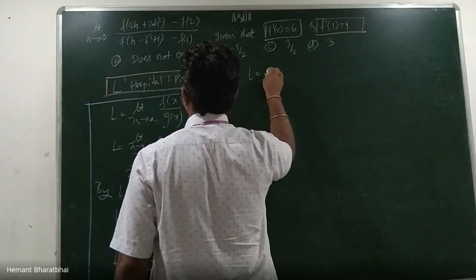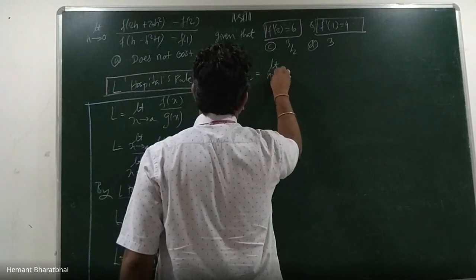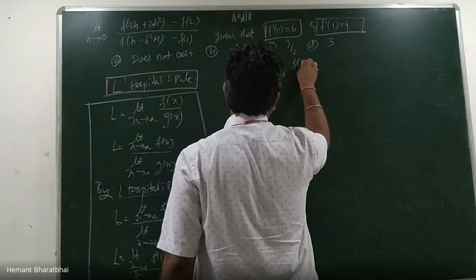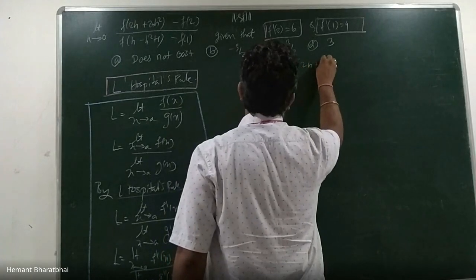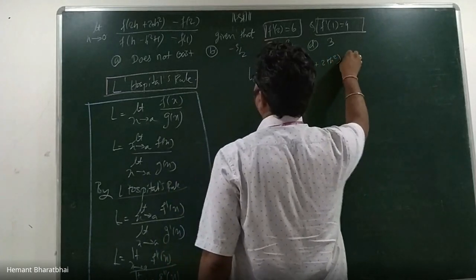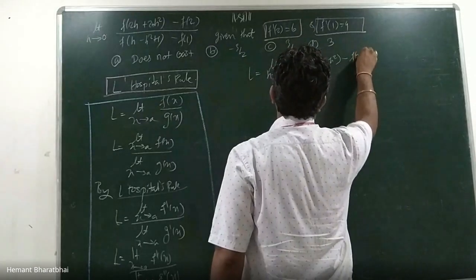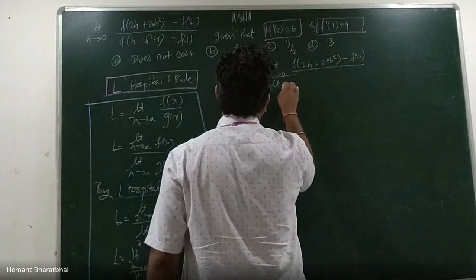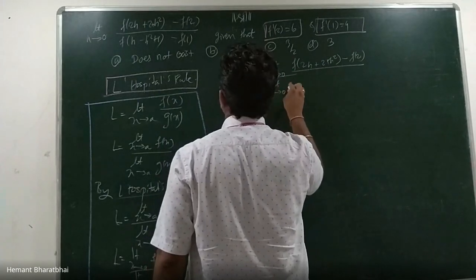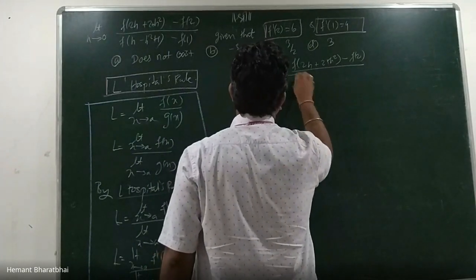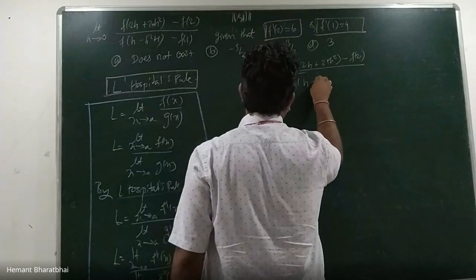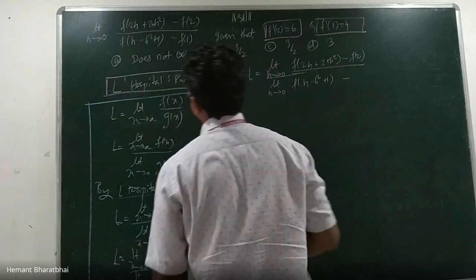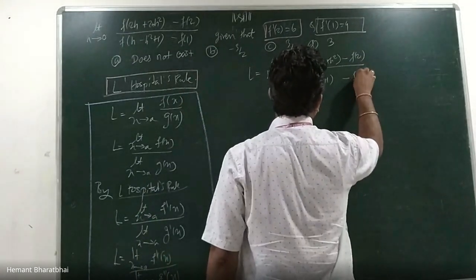So let L is equal to limit of h tends to 0, f of 2h plus 2 plus h square minus f of 2 upon limit of h tends to 0, f of h minus h square plus 1 minus f of 1.